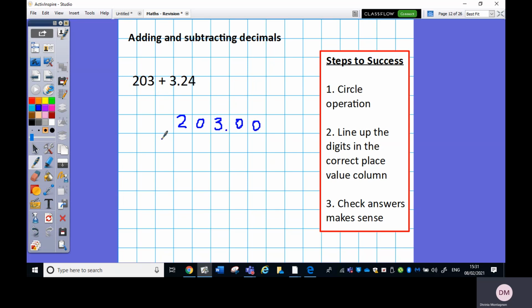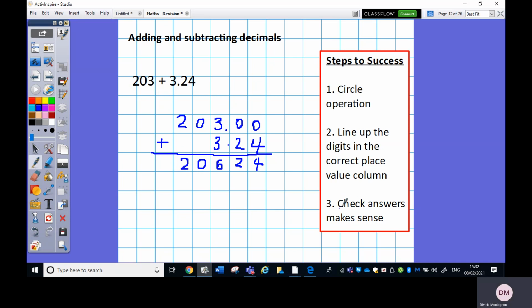203.00, add 3.24. Okay, so 0 plus 4 equals, good. 0 plus 2 equals, well done. 3 plus 3 equals 6. 0 plus nothing, good. 2 plus 0, oh, sorry. Here we go, 2.